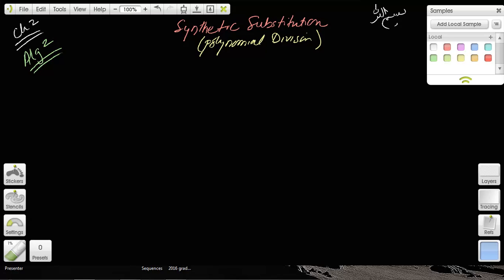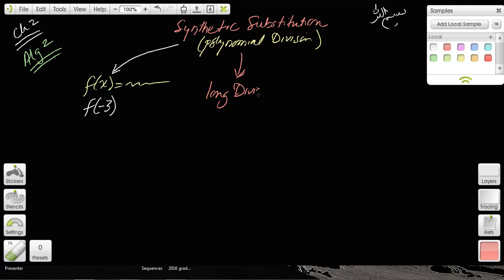If you recall, we said before that there were three common uses of synthetic substitution. First is that if you're given a function like this, you can use synthetic substitution to find the value of the function for a given value of x. And second is we can use synthetic substitution for doing long division problems. So this is a shortcut to long division.